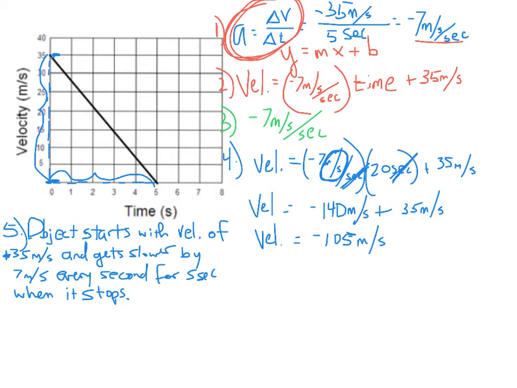That's important because, again, it's traveling in the positive direction. So it starts with a velocity of positive 35 meters per second and gets slower by 7 meters per second every second for 5 seconds when it stops. That's when it gets to zero velocity. Not zero position, zero velocity. That's when it stops.